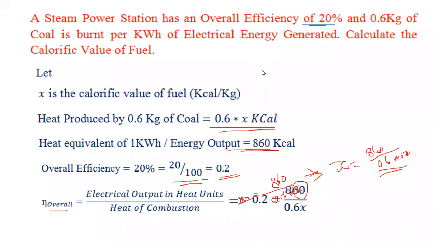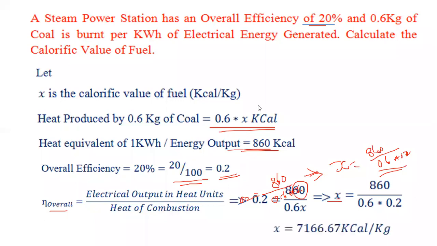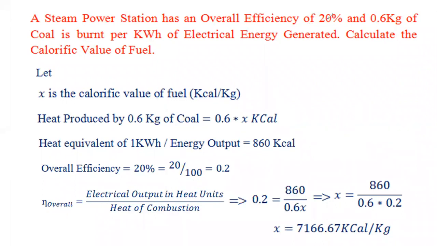Now you can see here that the efficiency is 0.2, equal to the electrical energy produced, 860, by 0.6 into x. By cross multiplication and simplification, we find the value of x: x equals 860 by 0.6 into 0.2. Finally we get x equal to 7166.67 kilocalorie.